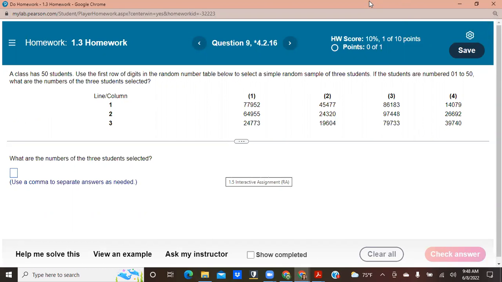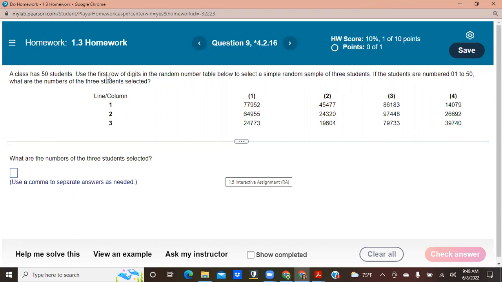Okay, so this time it says a class has 50 students. So now we only want to use the numbers between 1 and 50. So if you think back to number 8, the ones that we had that were greater than 50, you just don't use them. You cross them out, you skip to the next one, the next 2-digit number.